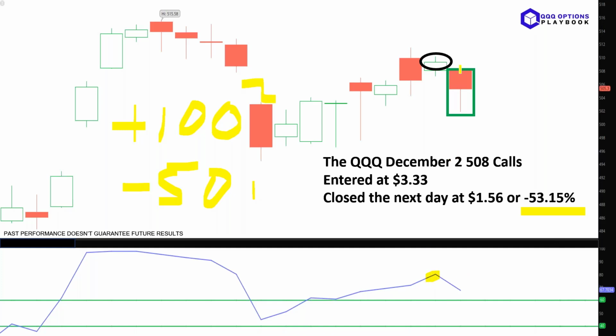%R was in one of our key areas. We entered the trade and it just didn't work out. Sometimes that's going to happen, okay? Sometimes that's going to happen. Let's go to the next slide, please.